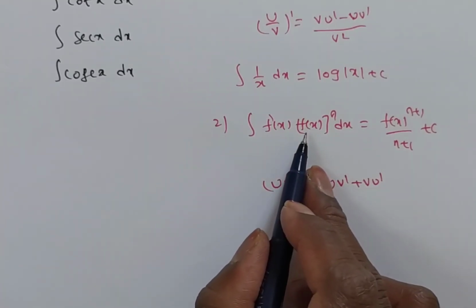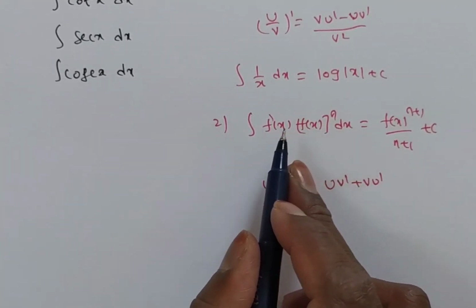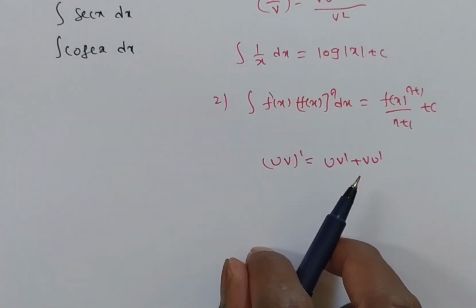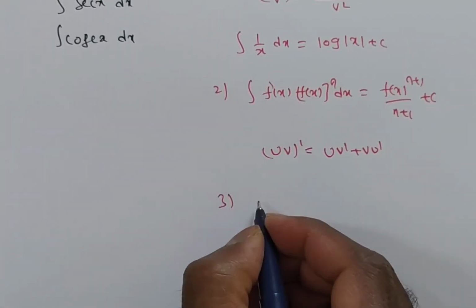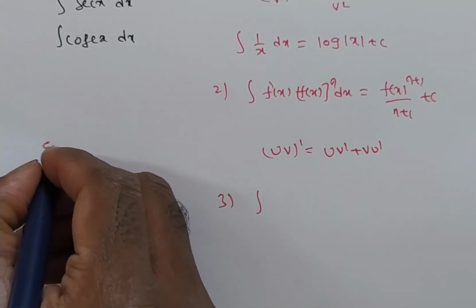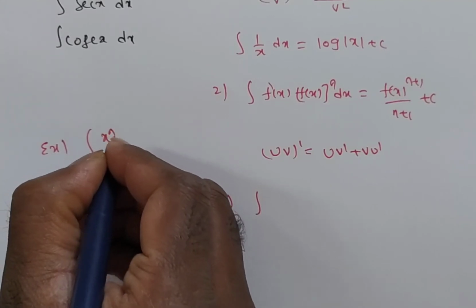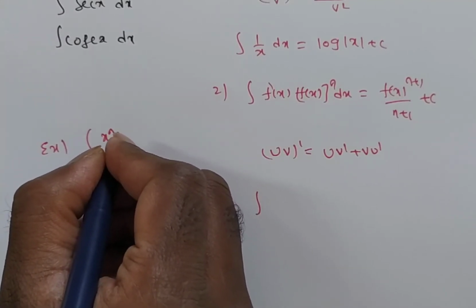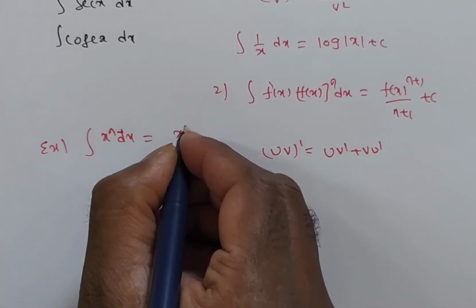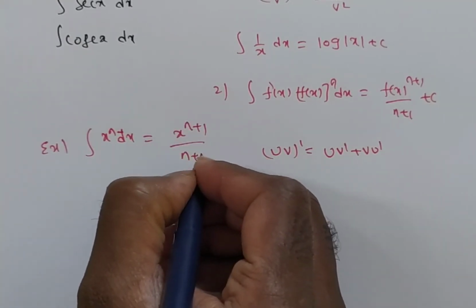See, f of x power n is there, f of x derivative is beside. So what you can consider means power plus 1 by power plus 1. Next, third formula. Example, example also I am giving. You see, what is the example I can give means here? Yes, integral of x to the power of n dx is there. What you have written? x power n plus 1 by n plus 1 plus c you have written.